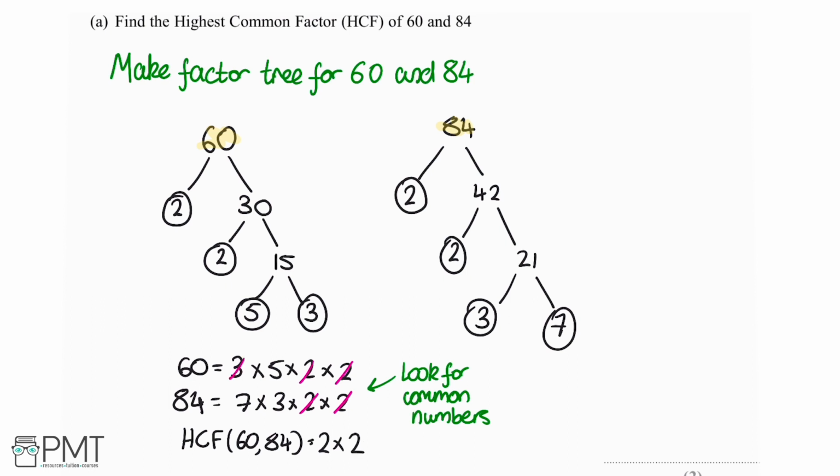And I see I've got 3 here and 3 here, so we can multiply by 3. However, I can't do anything with this 5 because that's only in this prime factorization, not over here. And there's only a 7 here, not up here. So now we're done. We've got 2 multiplied by 2 multiplied by 3, which equals 12, which is the final answer. So we get our first mark for our factor trees, and our second mark for the correct answer of 12.